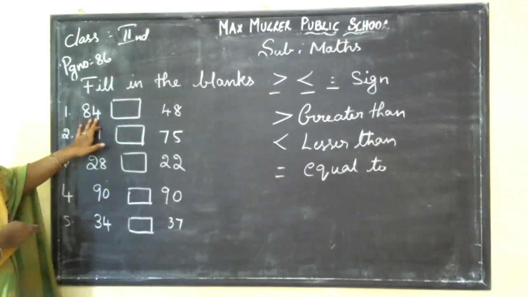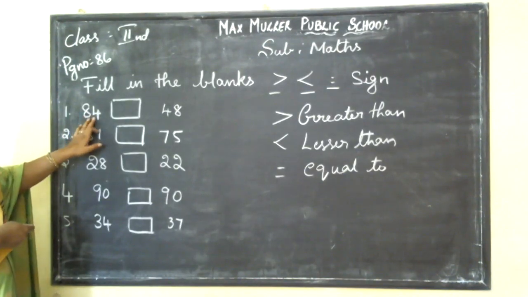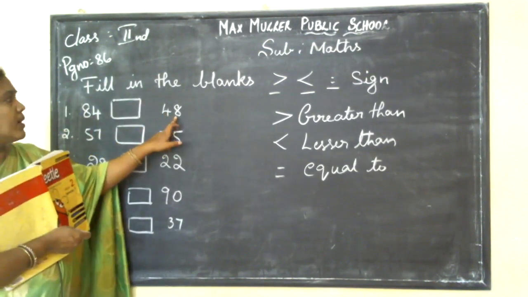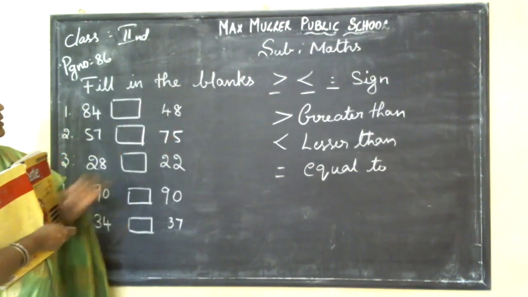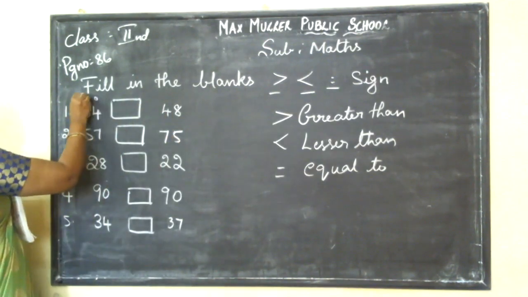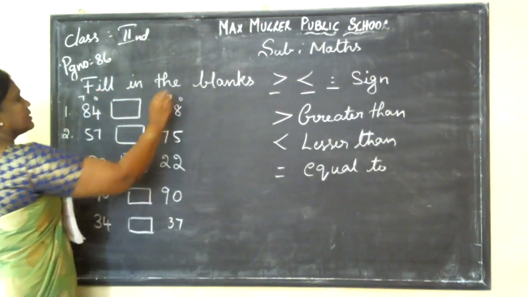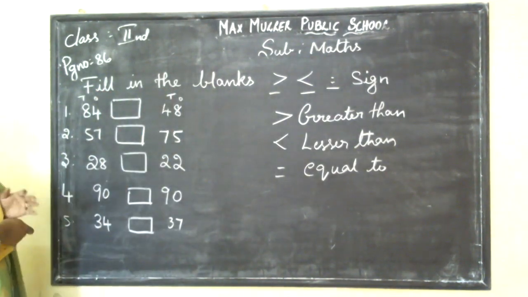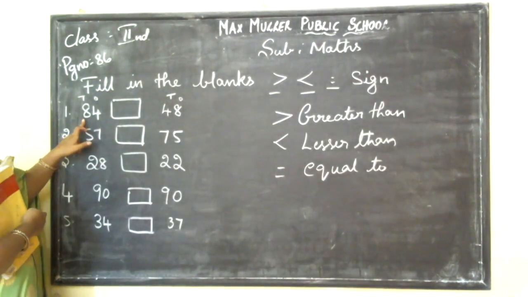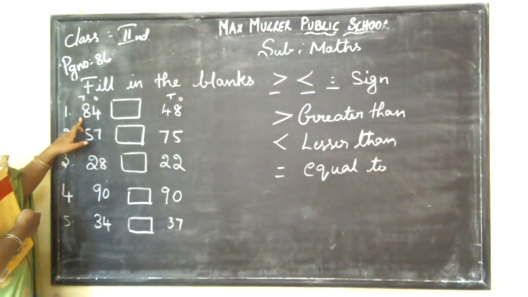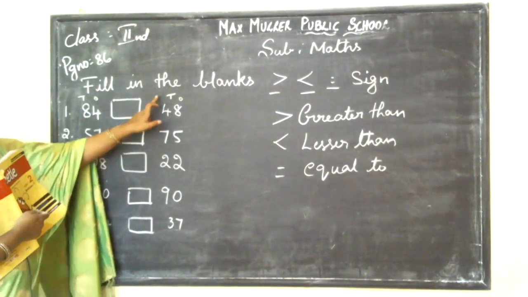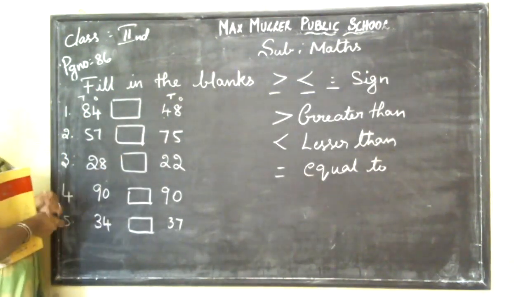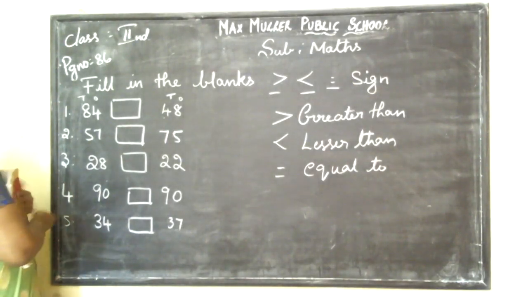See here, 4 is in the ones place, 8 is in the tens place. Here also, 8 is in the ones place, 4 is in the tens place. Ones, tens. Ones, tens. Now for this we will take only the tens place to see which one is bigger. Here 8 is in the tens place, here 4 is in the tens place. Which one is bigger, children? 84 or 48?